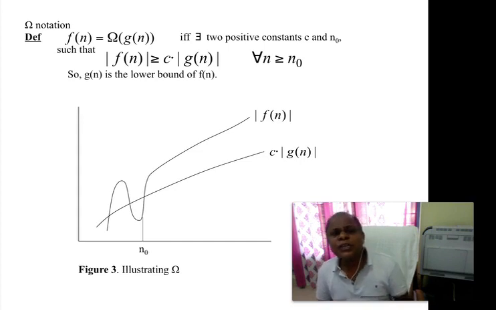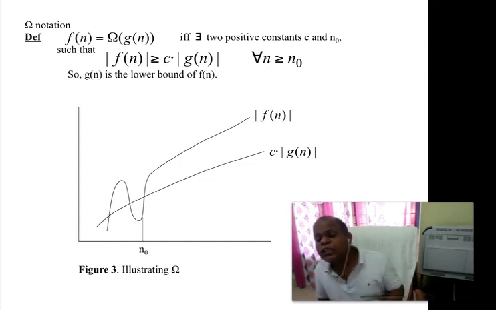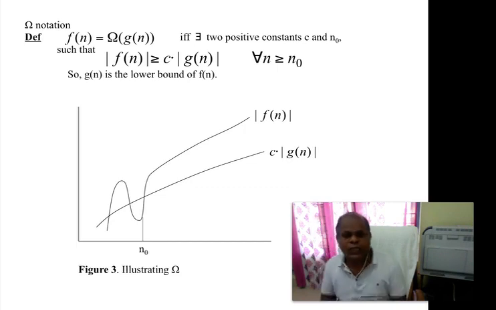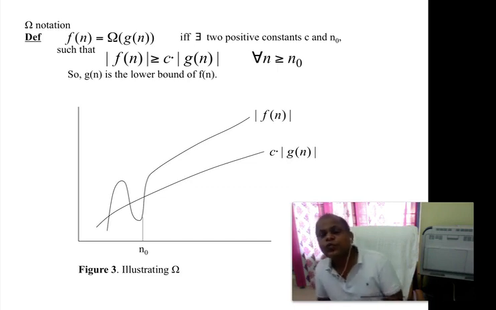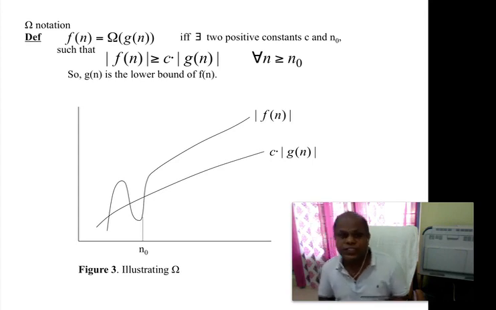See, omega notation gives the lower bound. Omega notation is nothing but it gives the lower bound for a particular algorithm or the growth of a function. Suppose f(n) is a function, we say f(n) is equal to omega of g(n) if there exist two positive constants c and n0 such that the value of f(n) is always greater than or equal to c times g(n), for all n greater than or equal to n0. Then in that case we say that g(n) provides the lower bound of f(n).